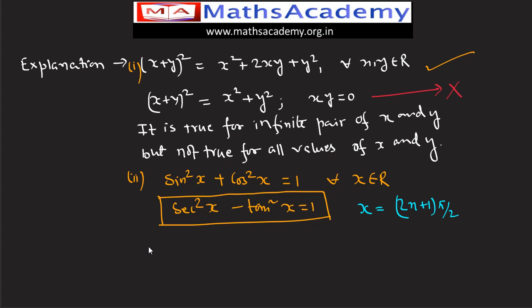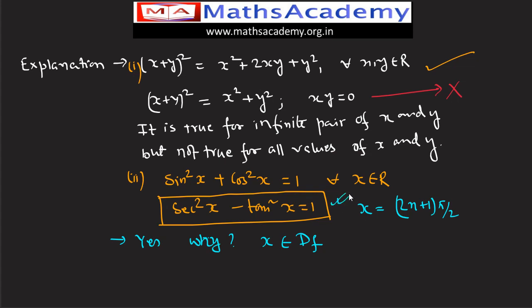So can we say that it is an identity? The answer is yes. Why? Because here x belongs to the domain of the function. In the domain of the function tan x, x cannot be an odd multiple of pi by 2. So for all values of x in the domain, it is true. So it is an identity.